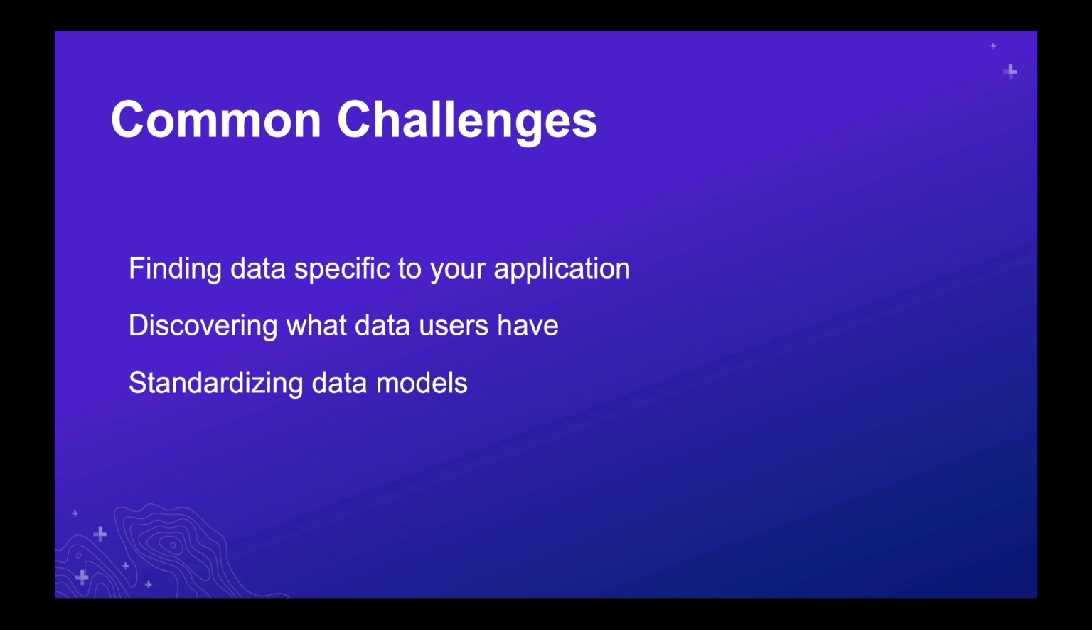So the challenges here are, how do you find the data specific to your application that you want to use that might be within the GIS? How do you discover what data users have available? And then another one that comes up pretty frequently, but fortunately not going to spend too much time talking about, is how do you standardize data models? So your application has a specific way it expects to work, but users might have different data models, especially if you're connecting into an end user GIS system.